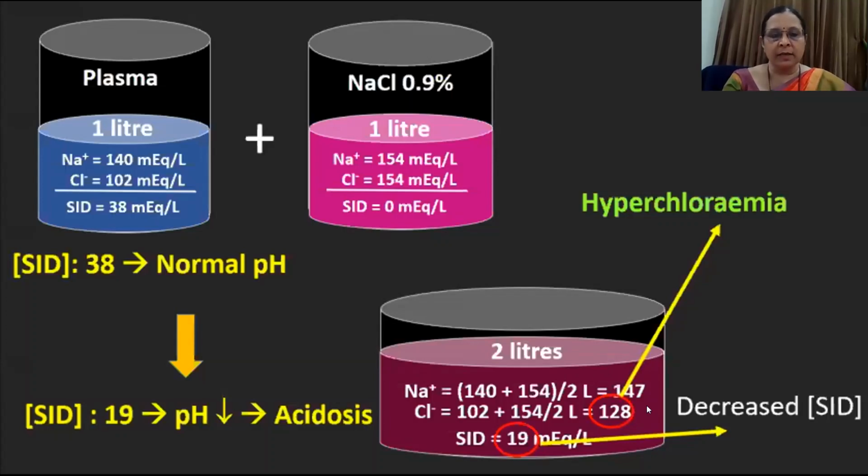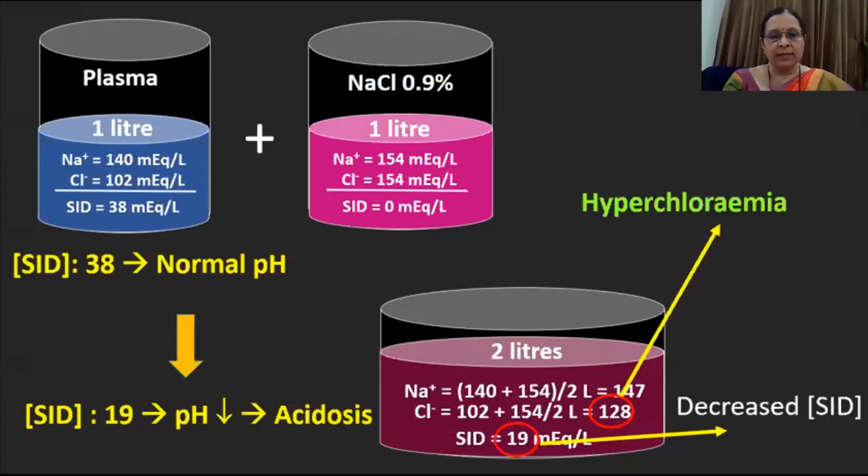What's happened to the SID now? What was 38 is now 147 minus 128, which is 19. So from 38, it's become 19. So what was normal pH has become acidosis. That is why when you resuscitate patients with large amounts of normal saline, patients can develop hyperchloremic acidosis. That is the illustration.